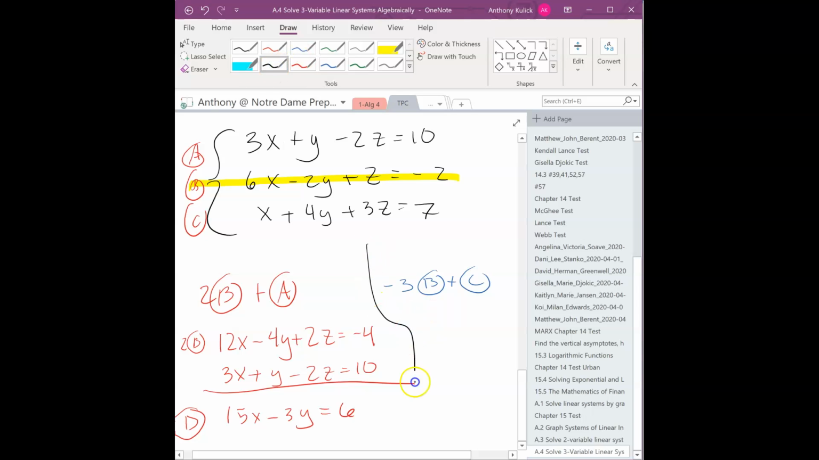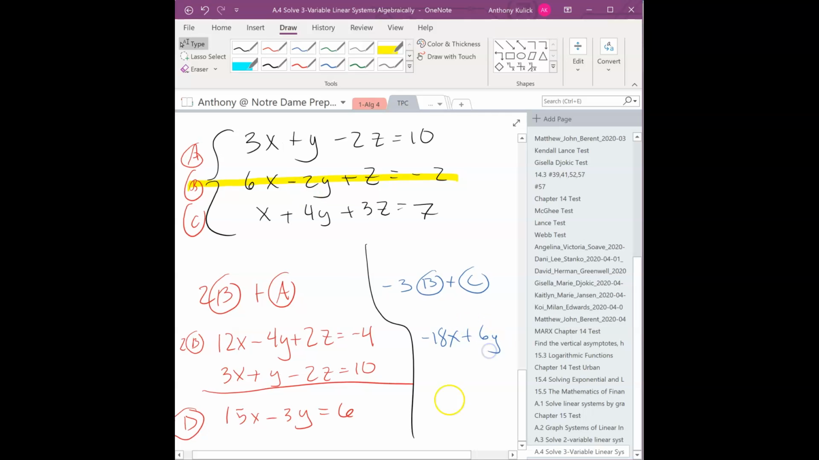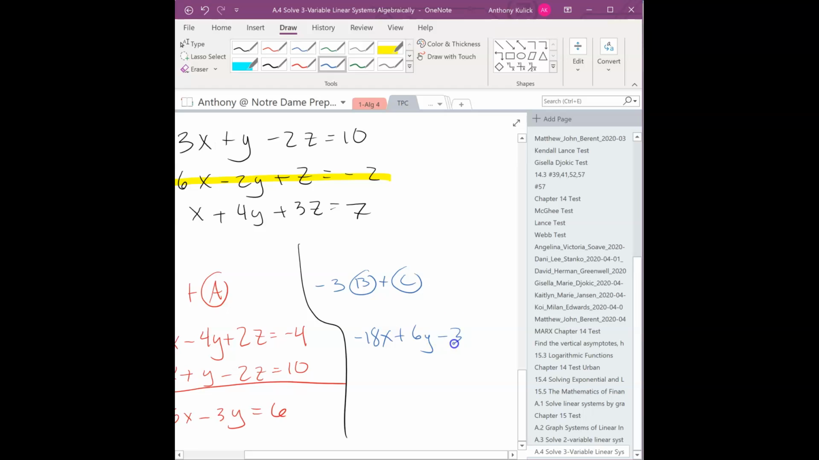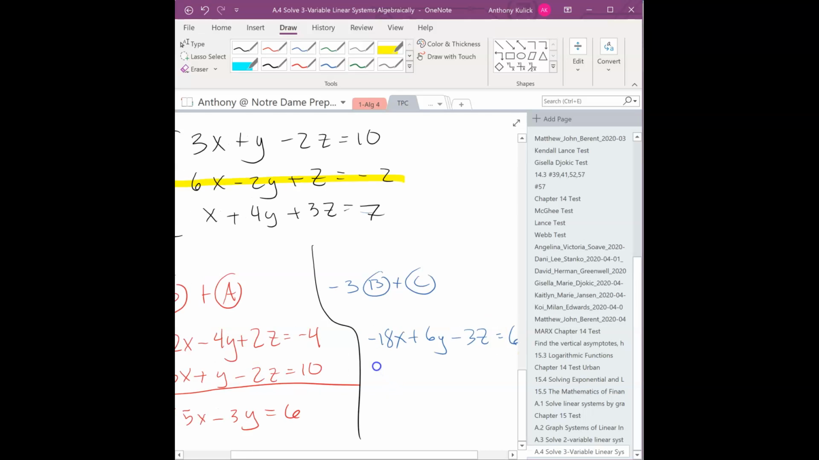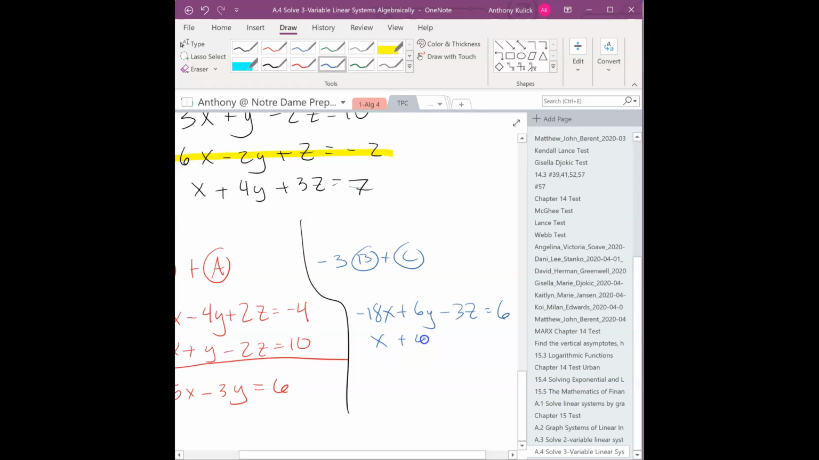Similarly now, I'm going to do the same thing. So 3 times equation B. So 3 times 6 is 18x. 3 times -2 is +6. 3 times 1 is -3. And then 3 times -2 is +6. And then I have just my equation C. So x plus 4y plus 3z is equal to 7. It's -17x plus 10y equals 13. And I'm going to call this equation E.